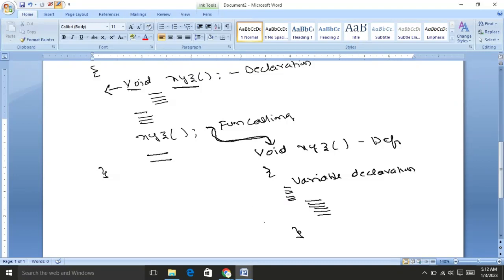After completing the function execution, the control goes back to the next instruction, right? The next instruction within the main program or calling program.